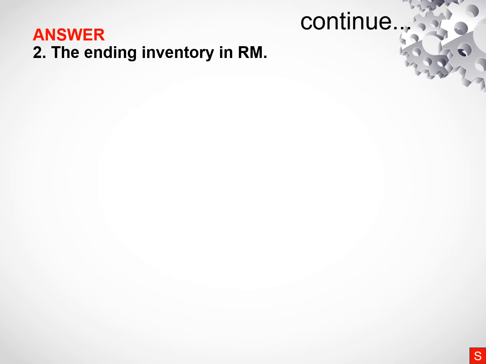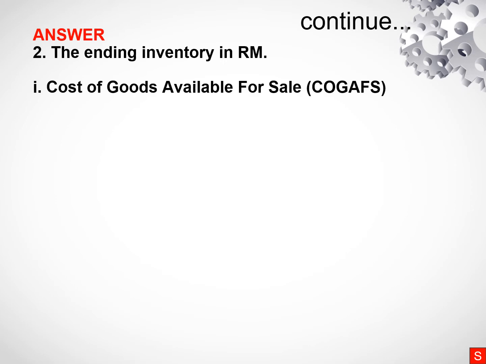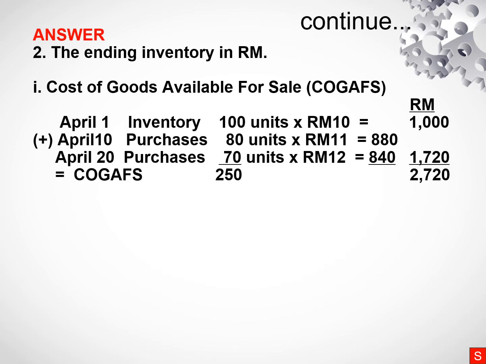Question number 2 is to calculate ending inventory in RM, or cost of ending inventory. In weighted average method, first of all, calculate cost of goods available for sale. That is, beginning inventory plus purchases. Beginning inventory is 1,000 and the purchases is 1,720. So cost of goods available for sale is 2,720, while the units are 250.